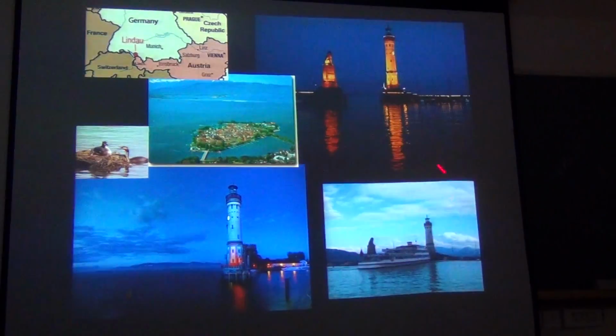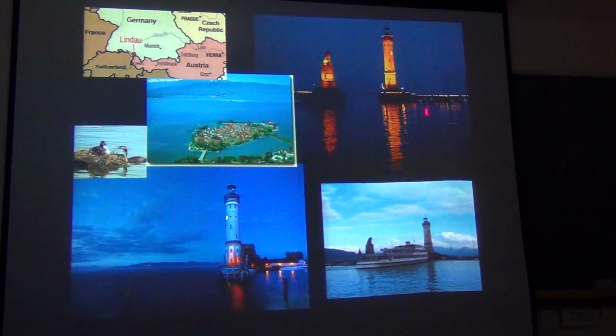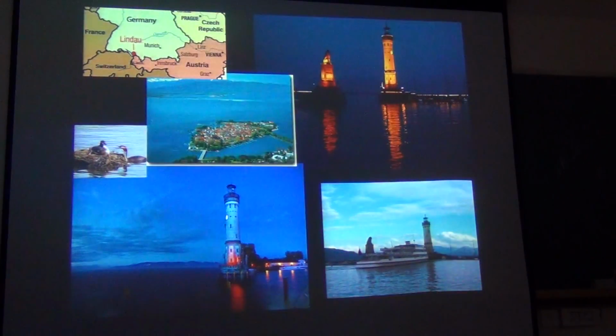These pictures are the landmark of Lindau, and you must be wondering why I put the same picture 3 times. It's just that this landmark, this is a lion and this is the lighthouse. At each time of the day, this looks extremely beautiful and at the same time different from each other.